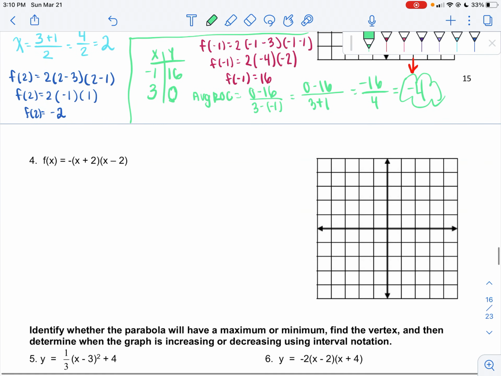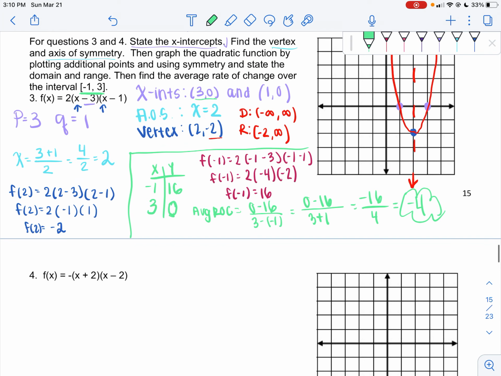Okay, pause it and try to do this next one on your own, and then once you have that, we will go through it together. So starting with stating the x-intercepts, look inside our parentheses here to find the p and q. So p is -2 and q is +2. So the x-intercepts are -2, 0, and +2, 0.